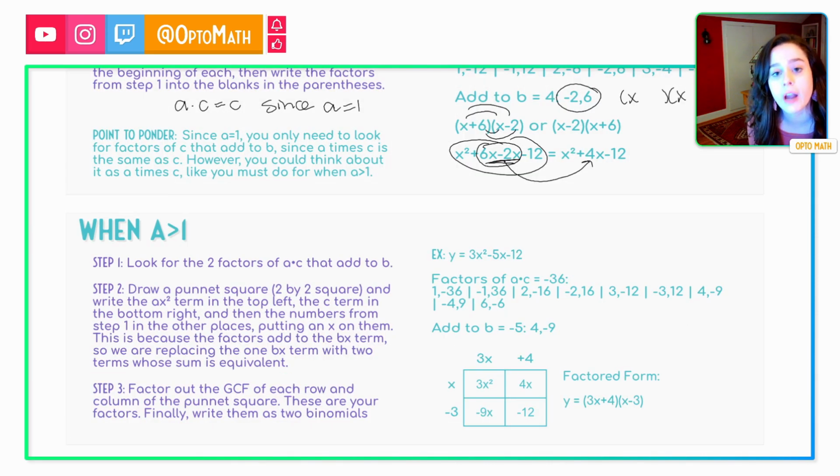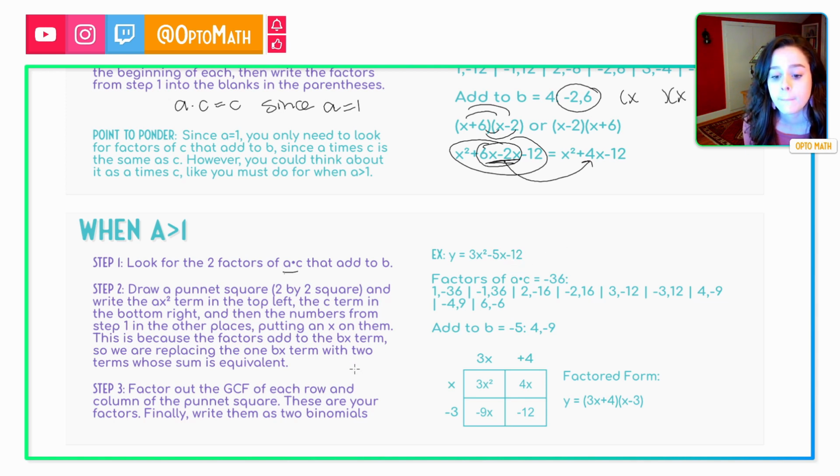When a is greater than 1, we're going to for sure look at factors of a times c that add to b. And what we'll do is we'll use an organization tool with our Punnett square you see here, which is just a 2x2 square. And that will help us organize our ideas, and then we can find the GCF of all of the columns and all the rows, and that will tell us our factors of our original trinomial.